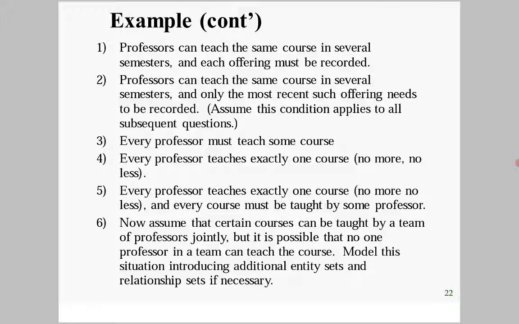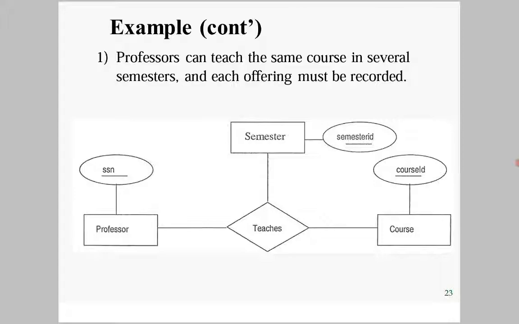Now we assume that certain courses can be taught by a team of professors jointly. So here we draw the diagram for this problem. What are the entities? The entities are professors, semester, and courses. Professor or teacher, semester, and course are the three entities. Professors have some professor name, SSN number, professor ID, and semester has a semester ID, and course has some course ID.